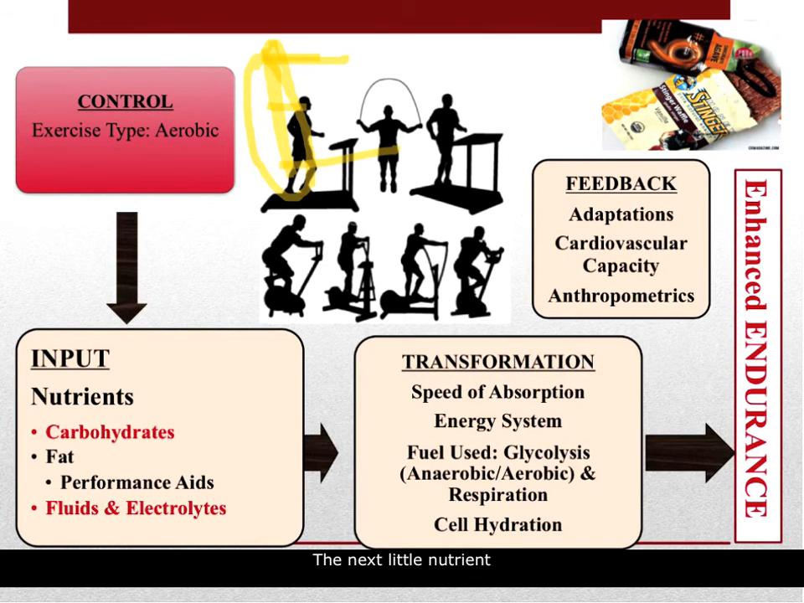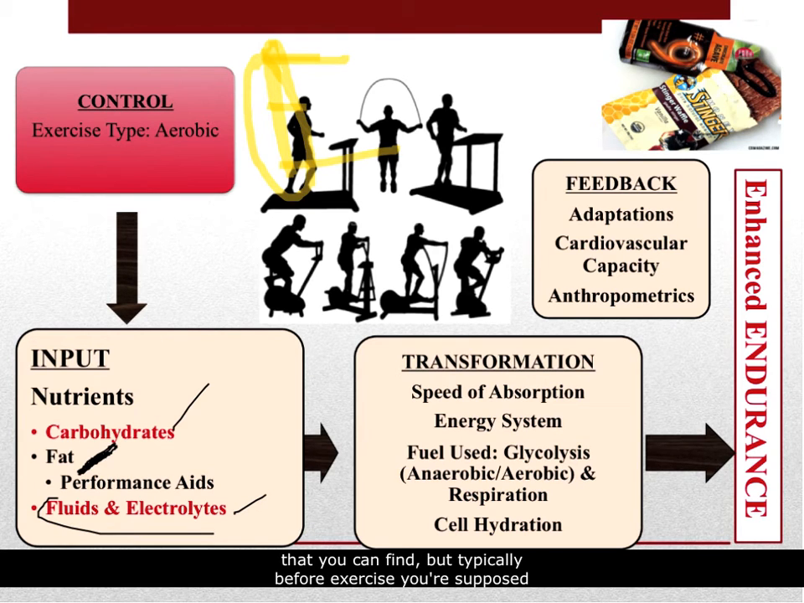The next nutrient to consider is fluids and electrolytes. We talked about carbohydrates, the importance of timing and the importance of intensity. We talked about fats and how fats are always in the picture when it comes to aerobic exercise, but most of the fat prescriptions are about performance aids, not gram amount per timing. And then the last important nutritional consideration would be fluids and electrolytes: obviously water for hydration, and electrolytes such as sodium and potassium for water balance. There are all kinds of different recommendations, but typically before exercise you're supposed to have about 2 cups, about 2 hours before exercise, and then about 15 minutes prior to exercise have another cup, which is 8 ounces.